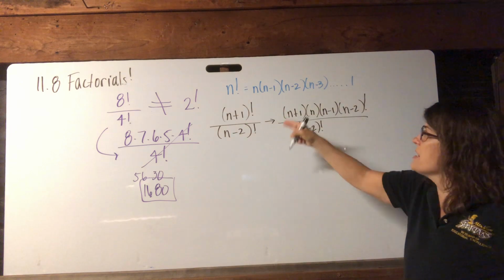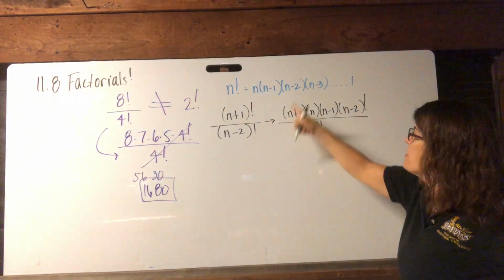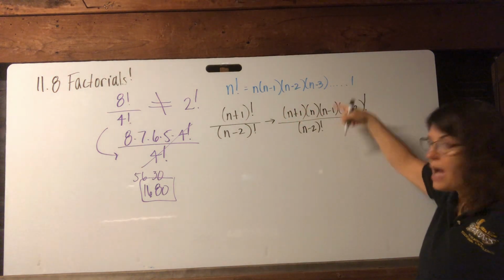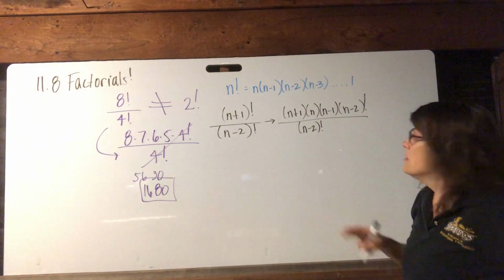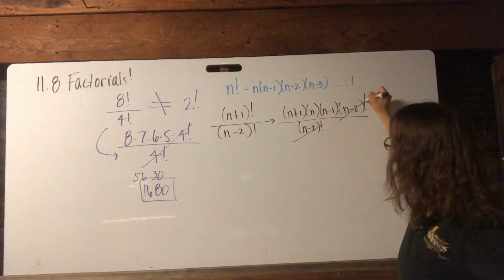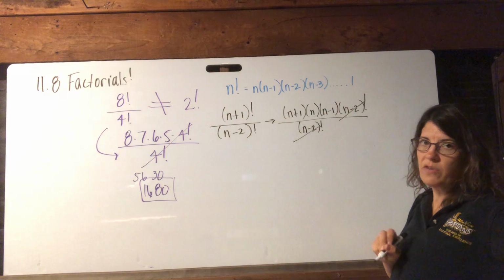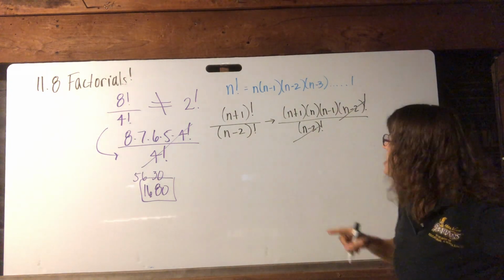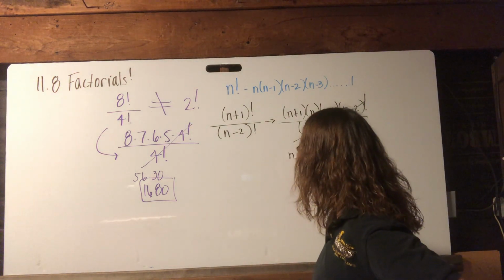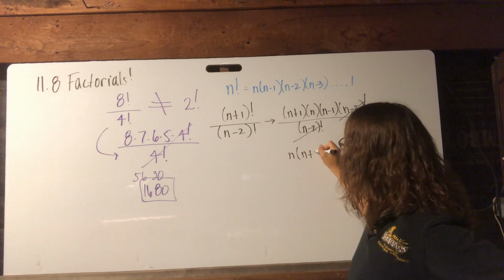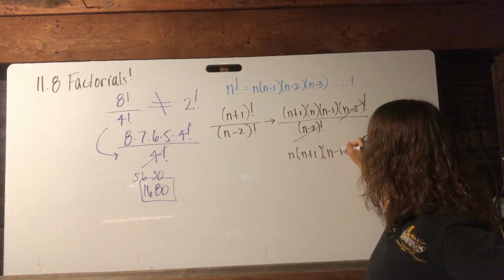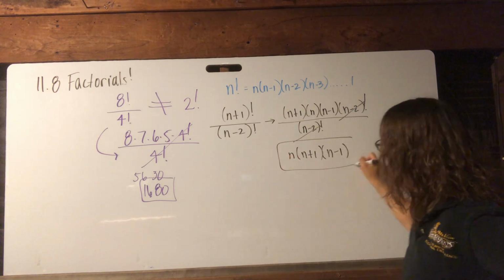N plus 1. So if it was like 10, let's say n was 10, that would be 11, 10, 9, 8. Well, ba-boom, ba-boom. N minus 2 factorial over n minus 2 factorial is 1. So you are left with n times the quantity n plus 1 times the quantity n minus 1.